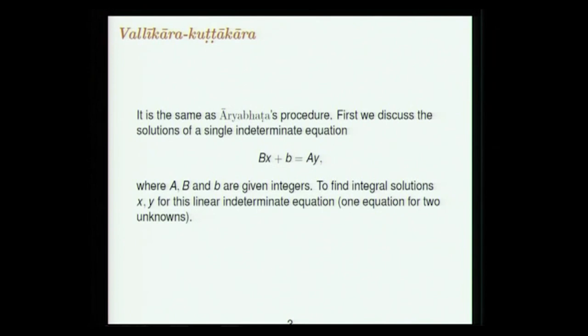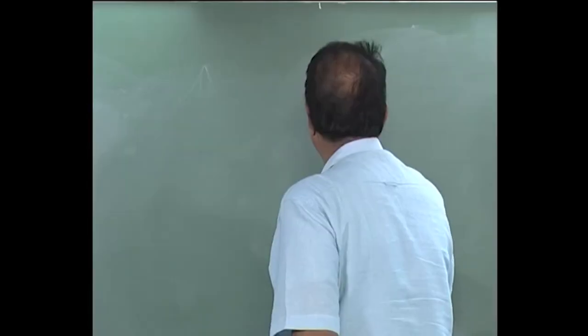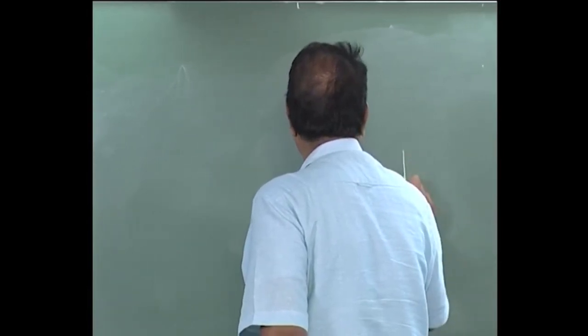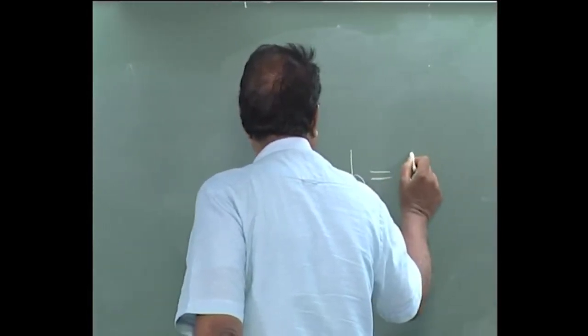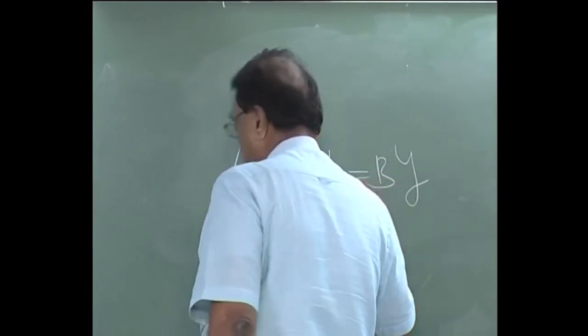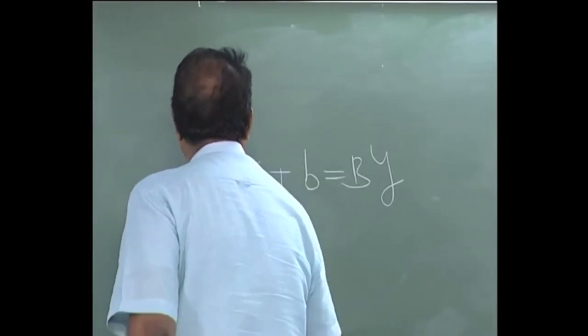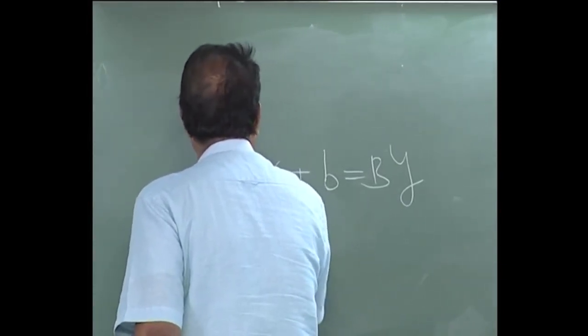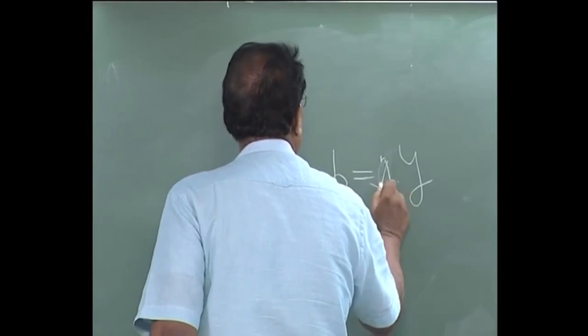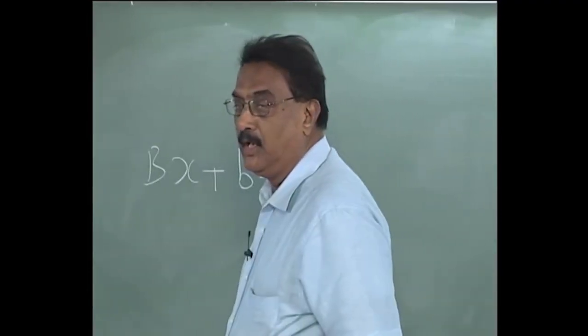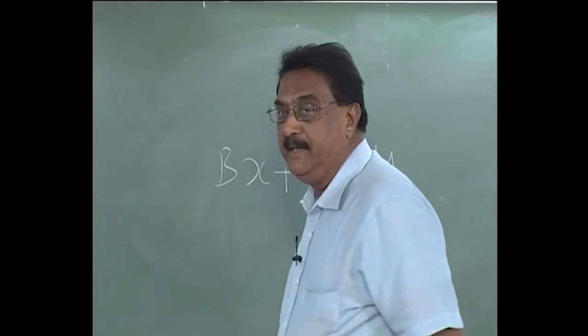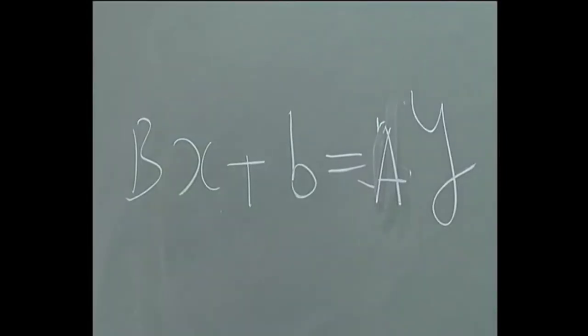So a linear indeterminate equation is of the following form. Suppose you are given ax = by. So, given this one equation in two unknowns x and y, where a and b are integers, you have to find an integral solution for this.